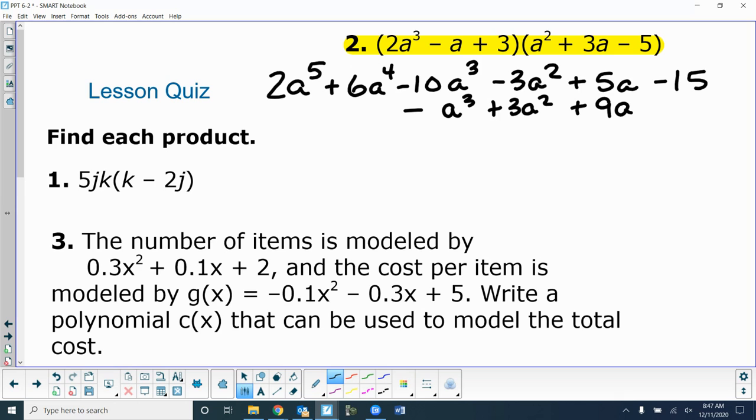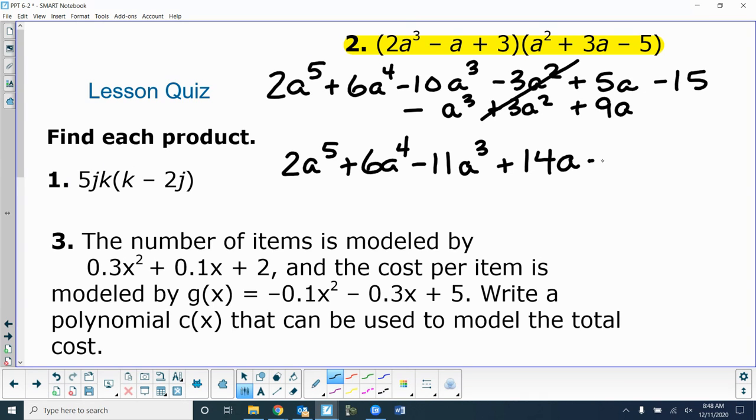Okay, now combine like terms. So we have our 2a to the 5th and our 6a to the 4th. And then negative 11a cubed, negative 10 and a negative 1. Those canceled, right? So I don't need an a squared. If you want to put a 0a squared, you could, but you don't have to. 14a minus 50.